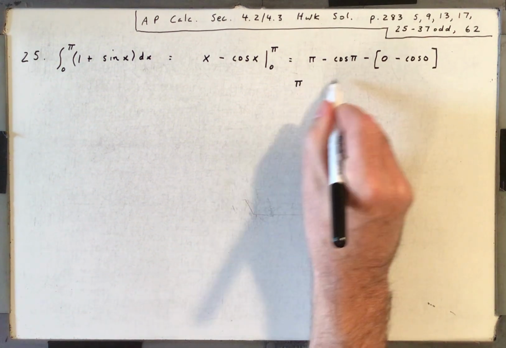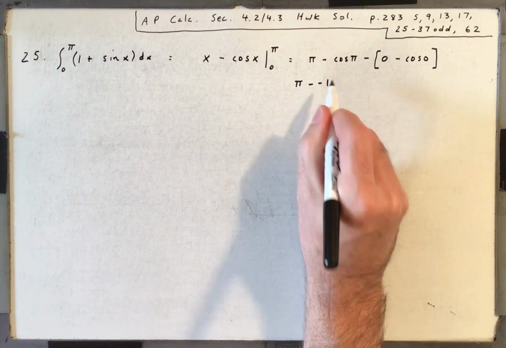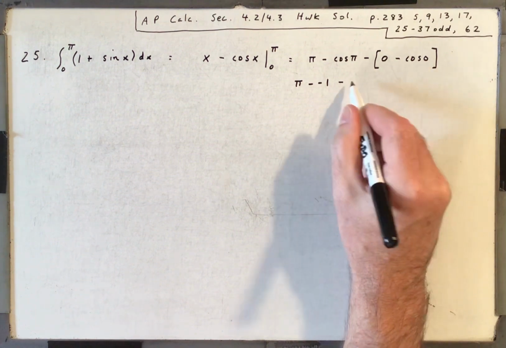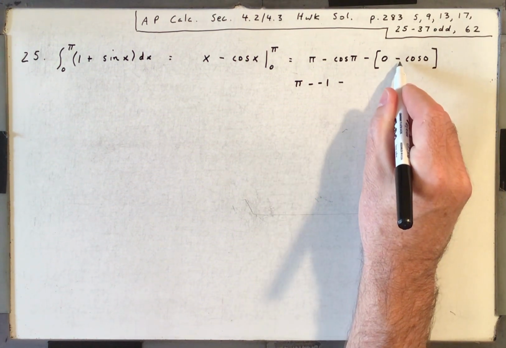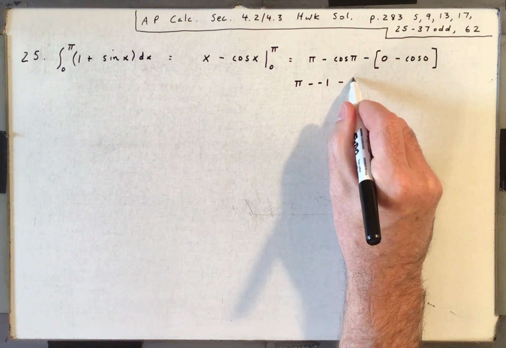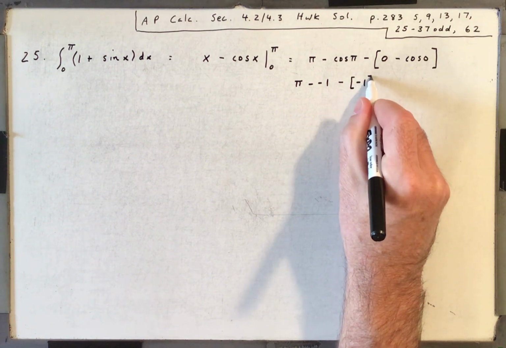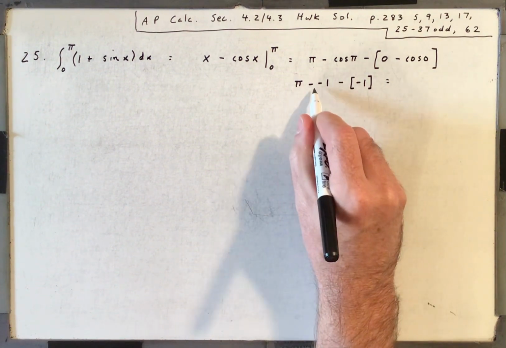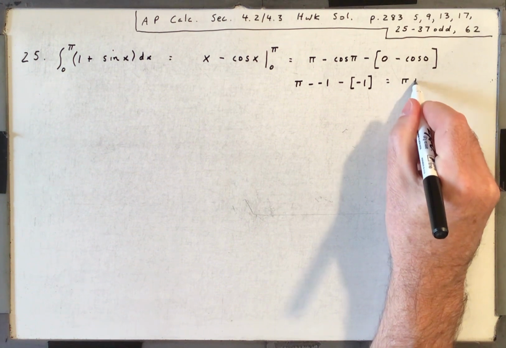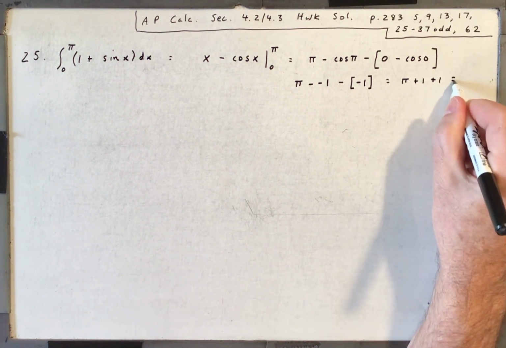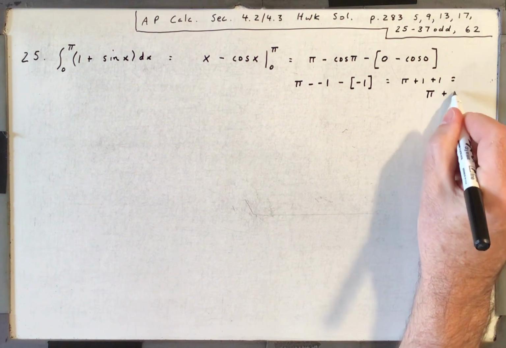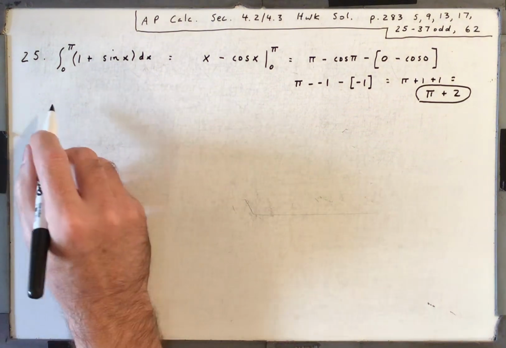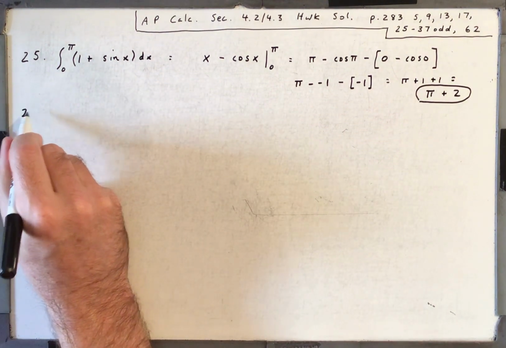That's going to be pi. The cosine of pi is -1 if you want to have your unit circle out, minus the cosine of 0. So 0 minus 1. So minus -1. 0, cosine of 0 is 1. So that's going to be pi plus 1 plus another 1. So that is pi plus 2. All right. Got to be careful with all those negative signs.